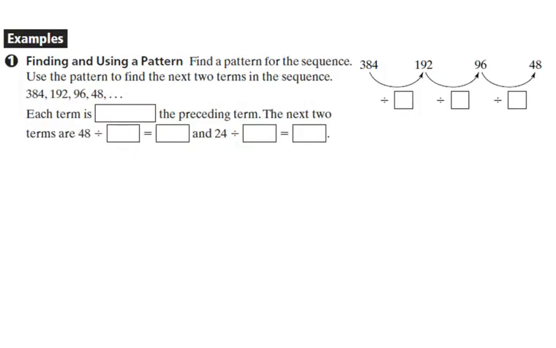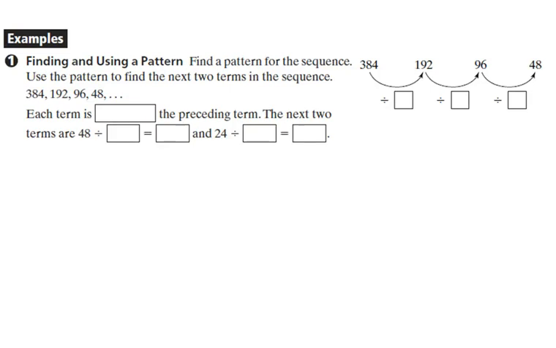We also asked you to take a look at these 2 guided examples. I'm using the term guided because in this workbook they give 2 different types of examples: ones where you fill in the blank, and some that are just short answer. We won't do this all the time, but I'm going to read this with you. It says finding and using a pattern. Find a pattern for the sequence. Use the pattern to find the next 2 terms in the sequence: 384, 192, 96, and 48.